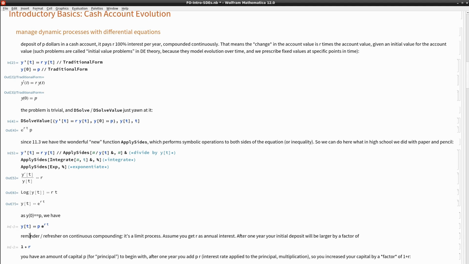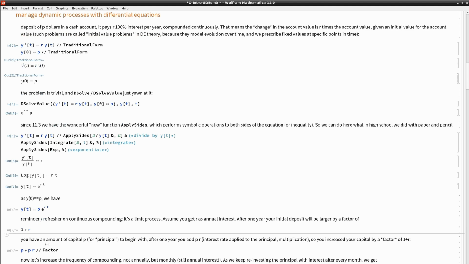Okay, so here's a reminder or refresher on continuous compounding. It is a limit process. So assume that you get r as an annual interest rate, and then after 1 year your initial deposit will be larger by a factor of 1 plus r. And here's how we can see that. You have an amount of capital P that you start with, and after 1 year you add P times r, right? The interest rate applied to your principal. So you increase your capital by a factor of 1 plus r.